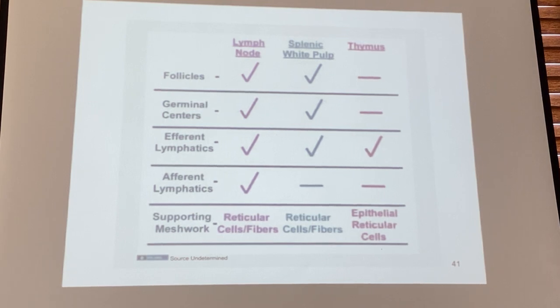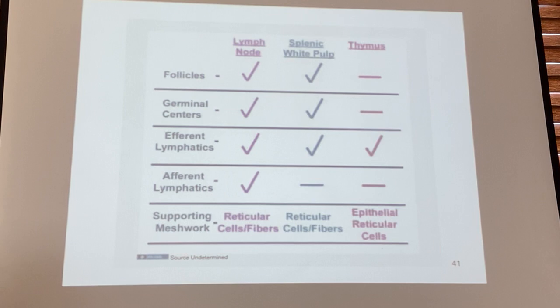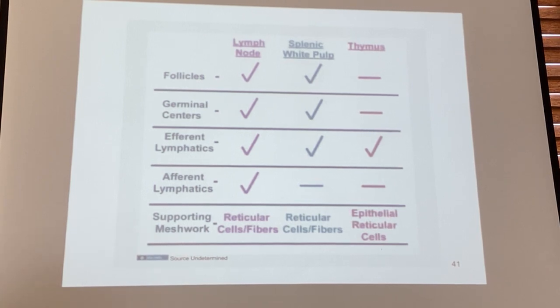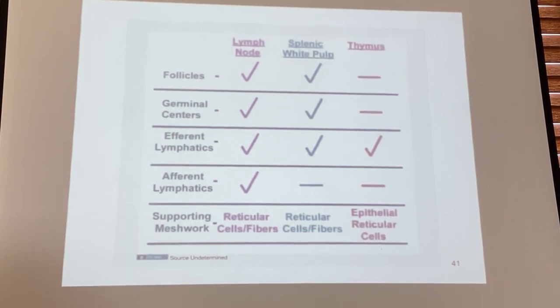The last slide shows the difference between the lymph node, thymus, and splenic white pulp.